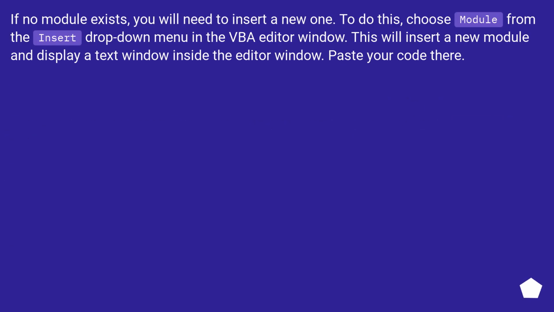If no module exists, you will need to insert a new one. To do this, choose Module from the Insert drop-down menu in the VBA Editor window. This will insert a new module and display a text window inside the editor window. Paste your code there.